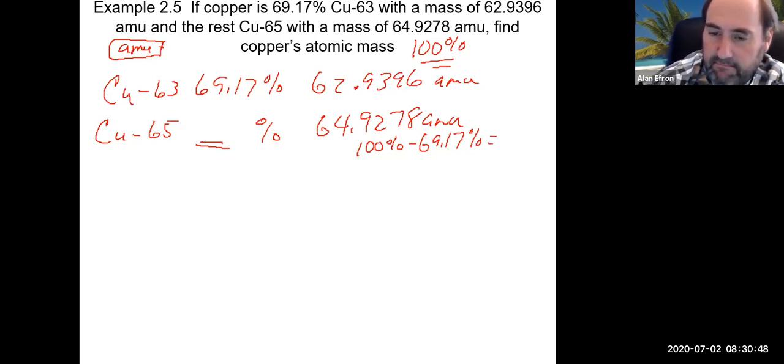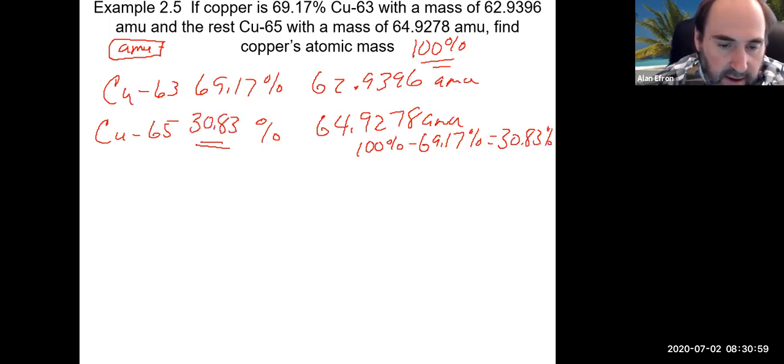And that would tell us, probably pretty safely, 30.83% would be the percentage of our other isotope, again assuming that these two make up pretty much 100% of everything. So in this case, they didn't necessarily give you both percentages, but if you know you have 100% of everything in terms of how many isotopes there are, you could use that 100 to figure out the missing percentage. So now that we have the percentages of each isotope and the atomic mass of each isotope, we're good to go into our formula.